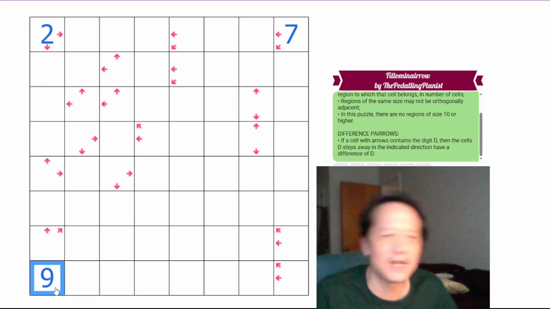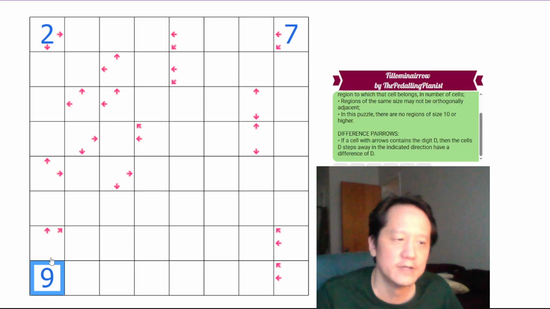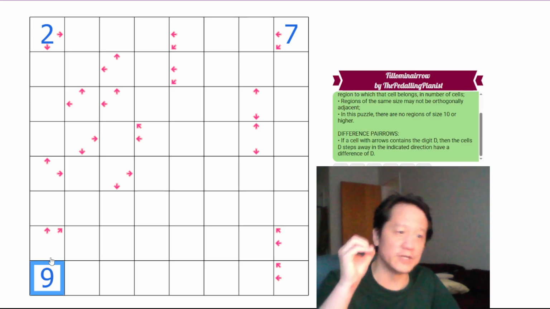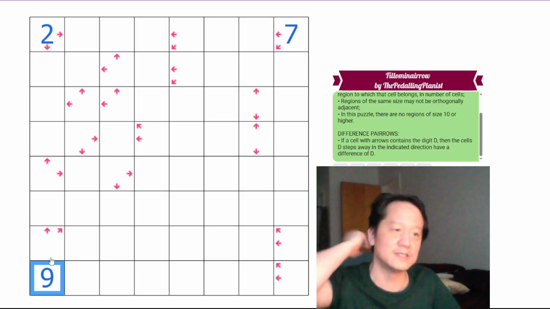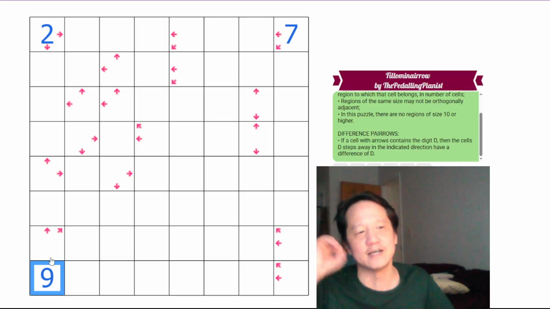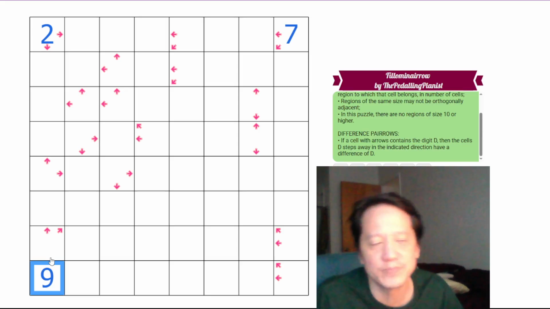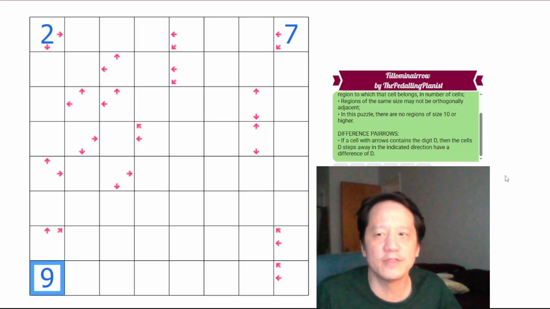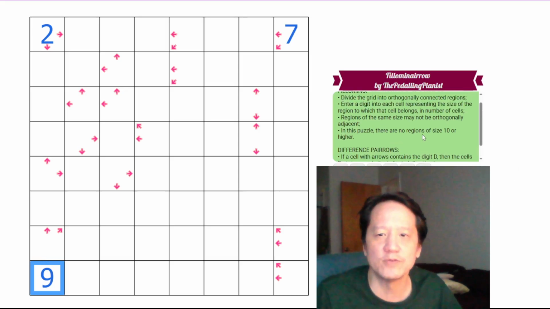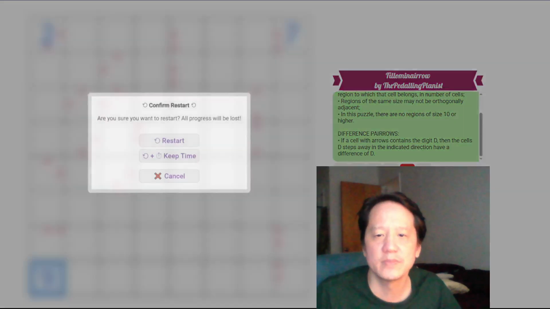You cannot have size 10 or greater. And you can't have 0 because 0 is never going to be a digit in a region, because you can't have a size 0 region. You have to have a size 1 region at most. And those are all the rules. If you'd like to play along, there's going to be a link in the description. And now, I'm going to get started.